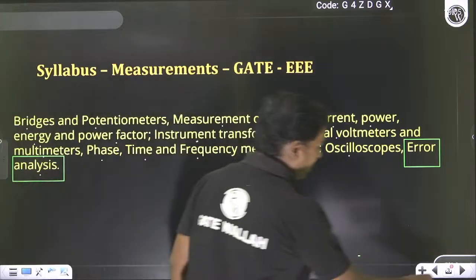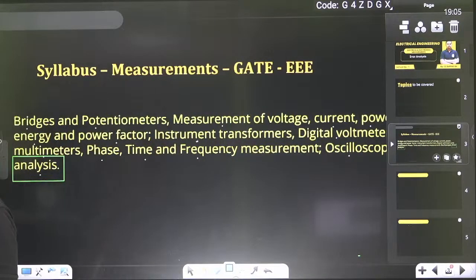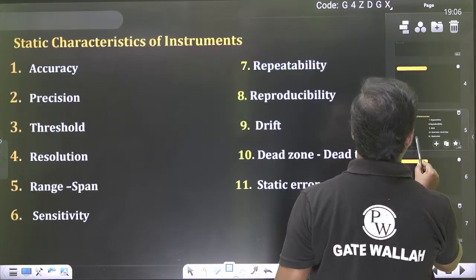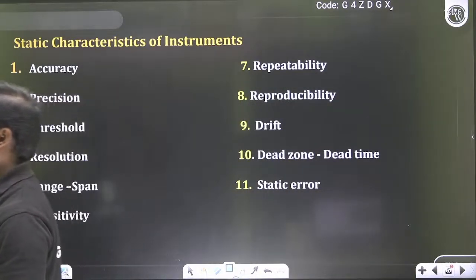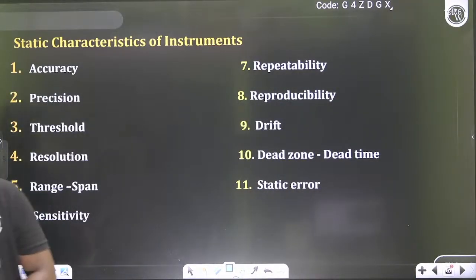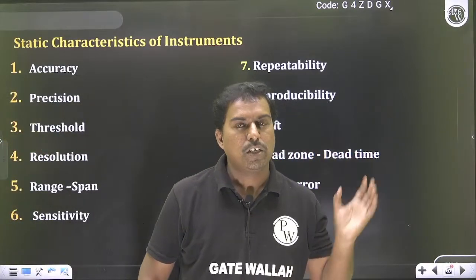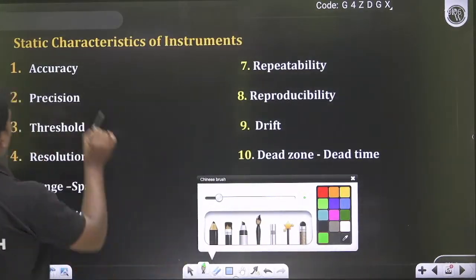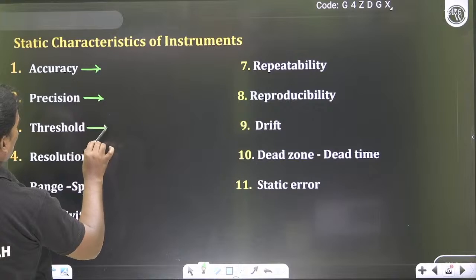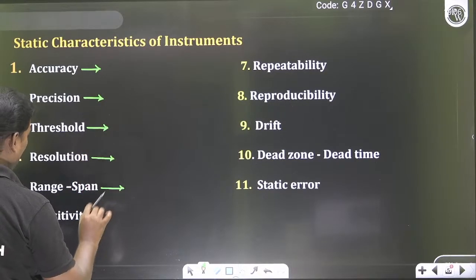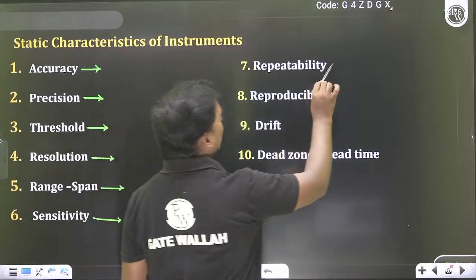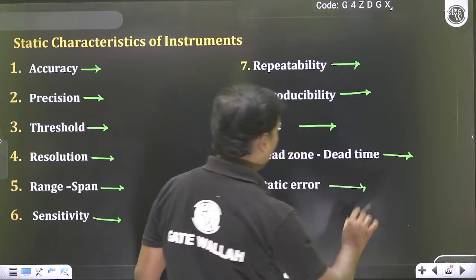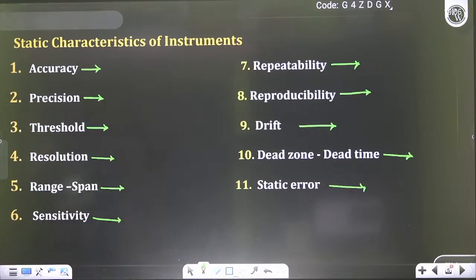So if you see the error analysis, what are the different types of things that we have to understand first? The very first topic that you have to understand is the static characteristics of instruments. So what are the static characteristics of instruments? Fundamentally, for every instrument, these are the static characteristics: accuracy, precision, threshold, resolution, range and span, sensitivity, repeatability, reproducibility, drift, dead zone and dead time, and static error. Please make a note of all these particular topics first.